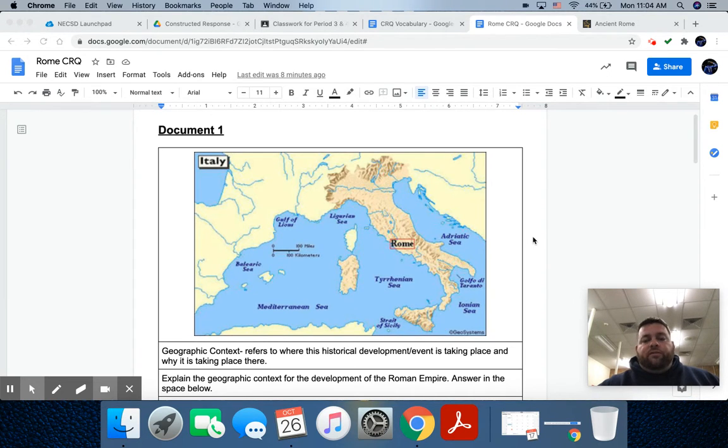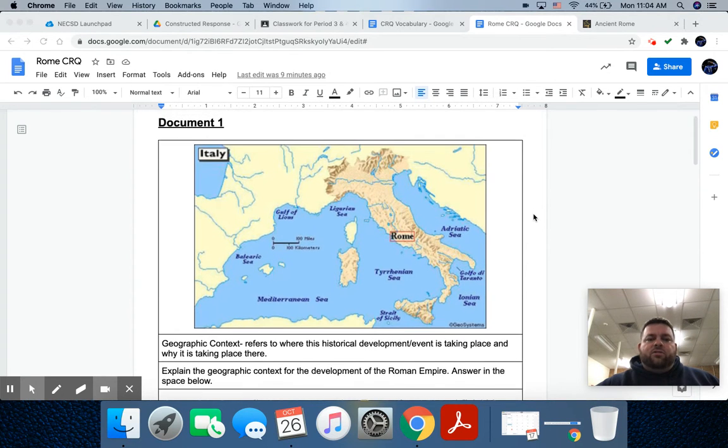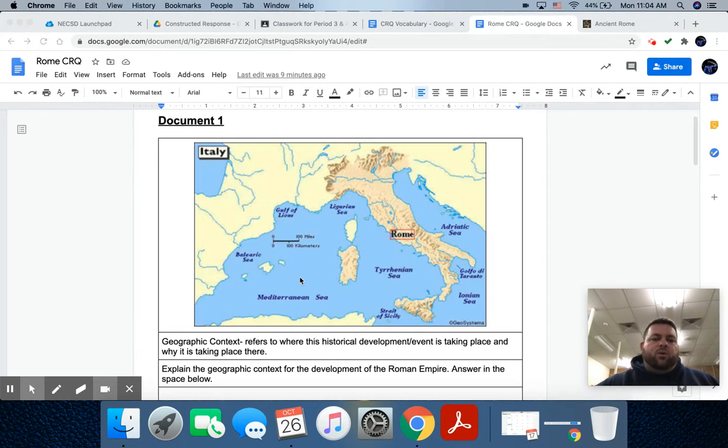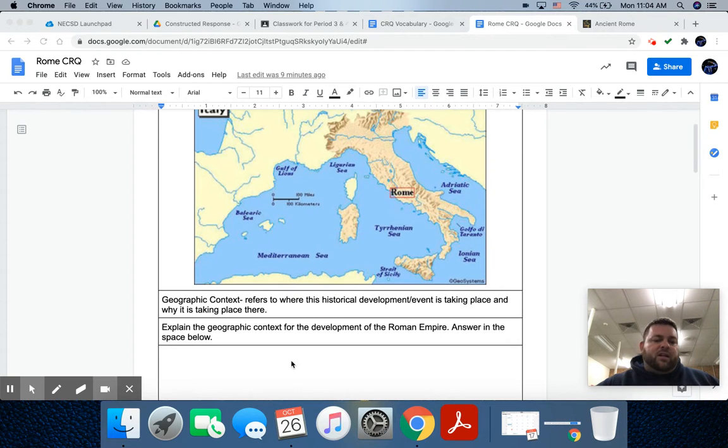We started off the course by discussing the geography of the Italian peninsula and how that geography set Rome up for success in many ways. I would suggest that you go back through your notes for the unit if you need help, particularly at the beginning of the unit, probably around 5.1, to refresh your memory about what the important geographic aspects of the Italian peninsula are and why this geography lends itself to Rome's success so greatly. All of that information will inform your response to this question, which you should record in the space below. So that's document one.